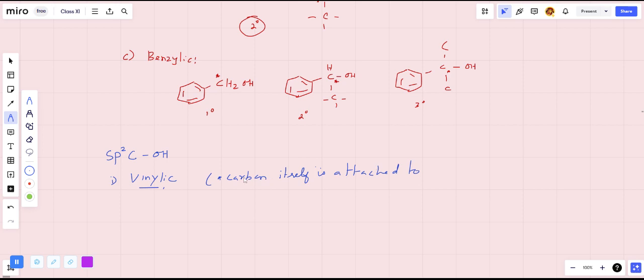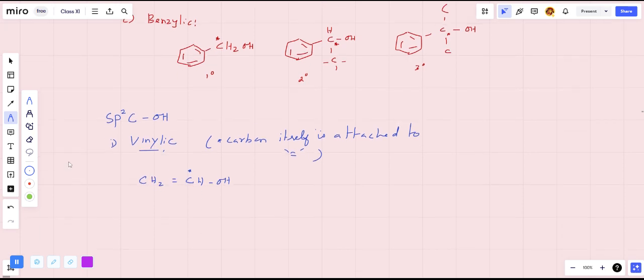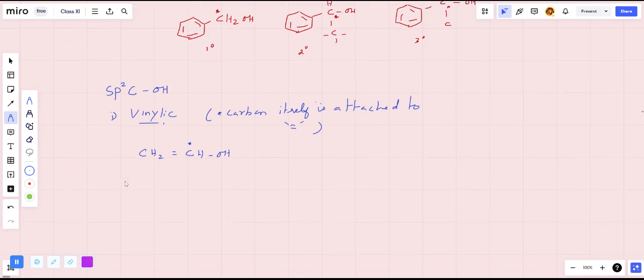The same thing we learnt in haloalkane also. So that means CH2 double bond CH OH. Here the star carbon is attached with the carbon-carbon double bond. If it is like that, that is vinylic. And then the second classification under this one is phenol. We know about phenol, no? So sp2 carbon with OH.